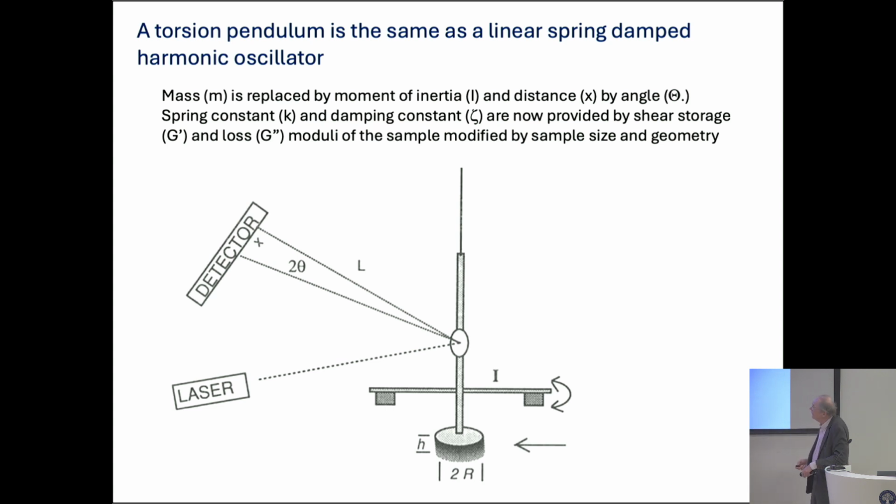Instead of bouncing up and down, we're going to put a torque on the material and have it bounce back and forth. The important thing to know is that the mass in the earlier harmonic oscillator is replaced by the moment of inertia of the pendulum, which is just a geometric thing.